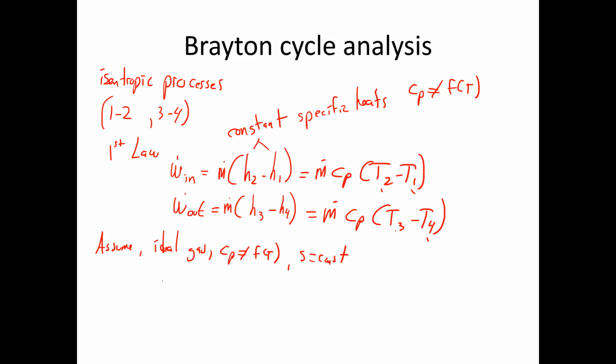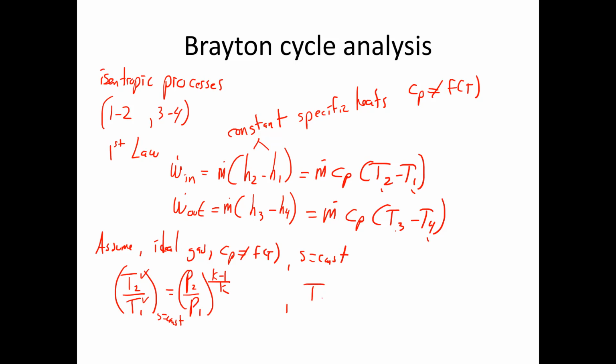If that's the case, then if you go back to your thermo books, we can say that the temperature coming out of the compressor divided by the temperature entering the compressor is going to equal the pressure ratio to the (k minus 1) over k. And again, that's for an isentropic process.